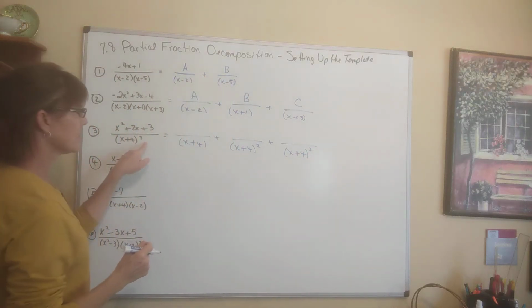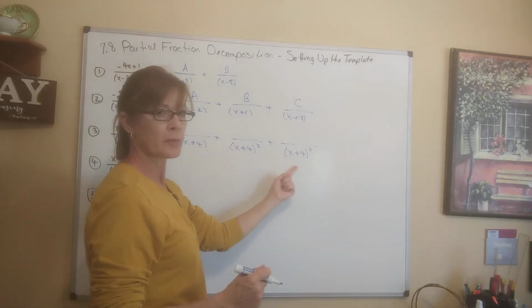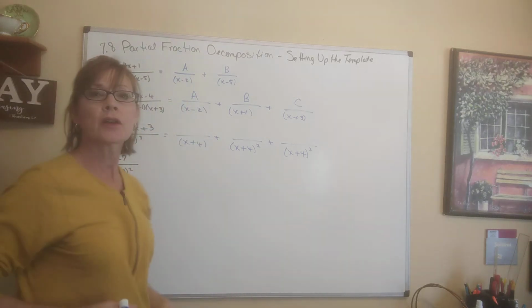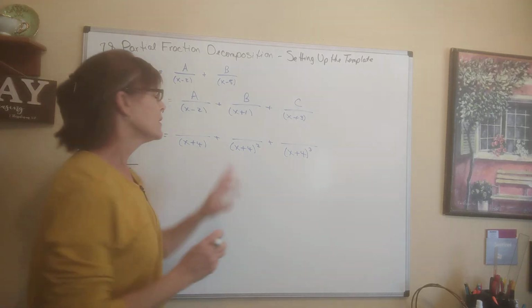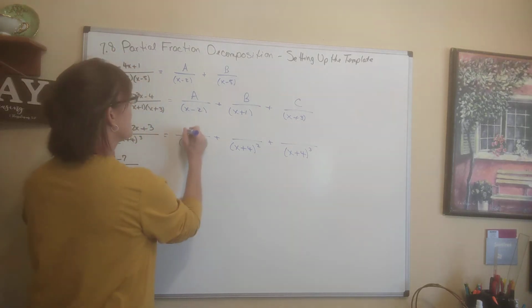So if this is something to the third, you need 3 of these. But it's x to the first power, the second power, the third power. Then you make the decision about what goes in the numerator. Okay, the degree of the denominator is 1. 1 less than 1 is 0, so we need a constant.